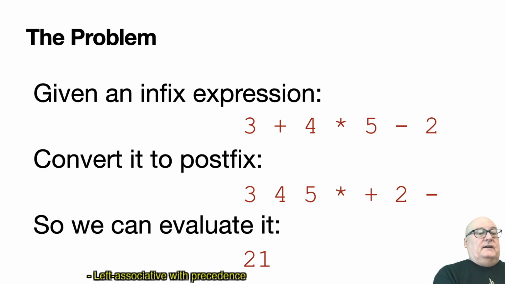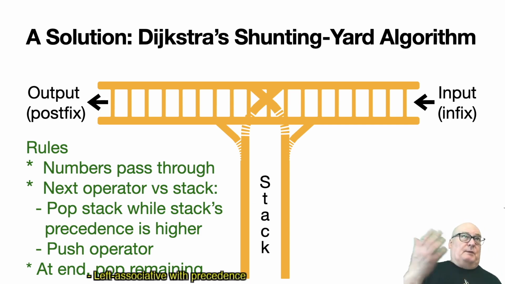So you can see 3, 4, and to evaluate it, we push those on the stack, 3 and 4 on the stack, 5 on the stack, times we multiply the 4 and the 5, so that gets the precedence. And then plus we add the 20 to the 3 on the stack, 23, 2 on the stack, and subtract, 21. It's a way of translating, and the algorithm comes from a paper Dijkstra wrote in 1961 on Algol 60 implementation. So here's the view of it.